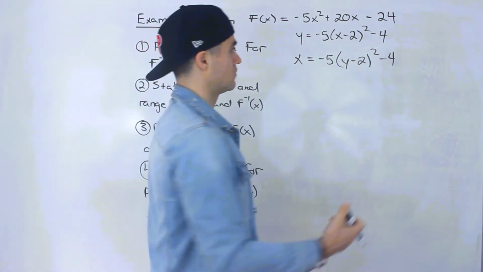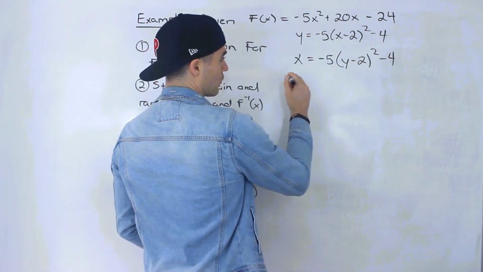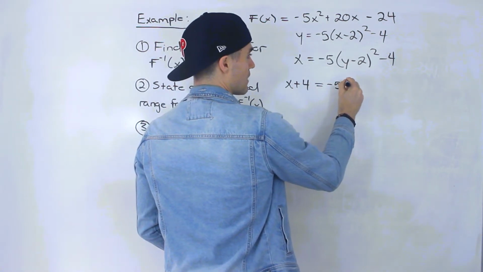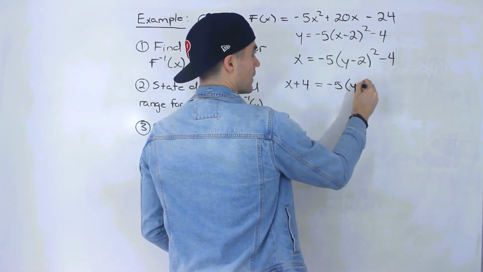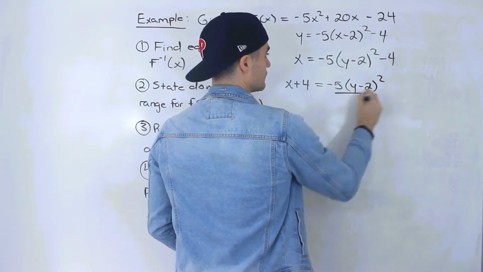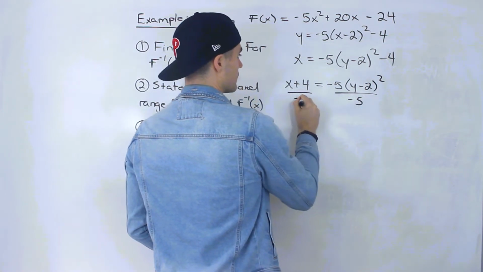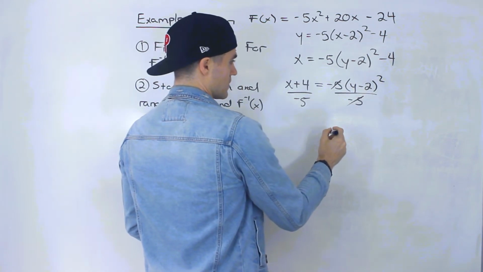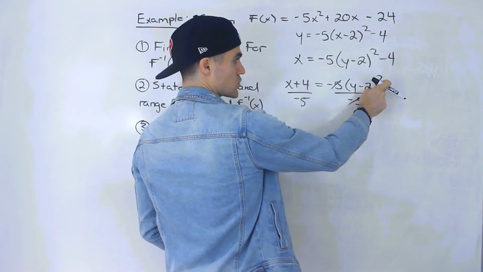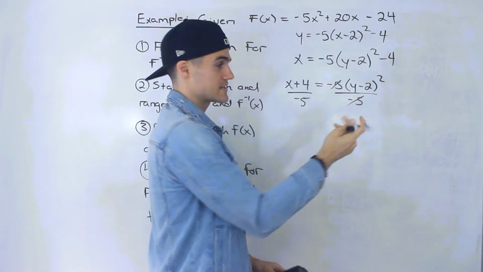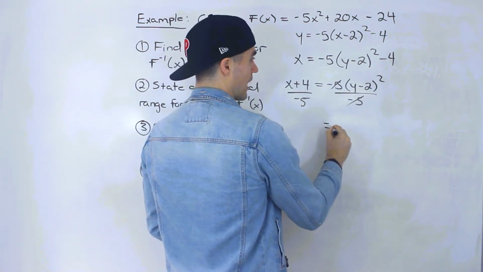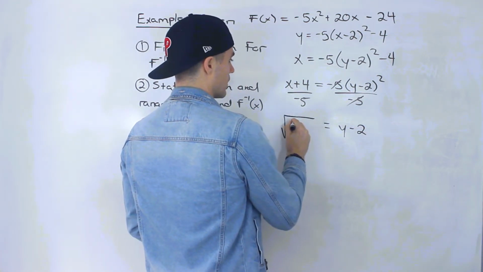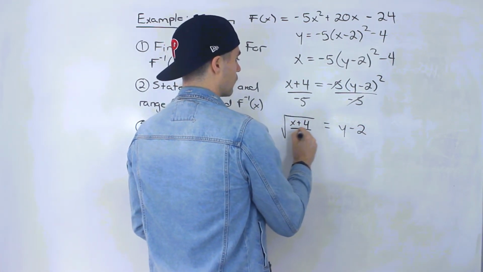So what we can do, we bring the negative 4 over, so we'll have x plus 4 equals negative 5 times y minus 2 squared. Divide both sides by negative 5, so these cancel out. Then we have this square here, so we can square root both sides to get rid of that exponent. So we'll have y minus 2 equals the square root of x plus 4 over -5.